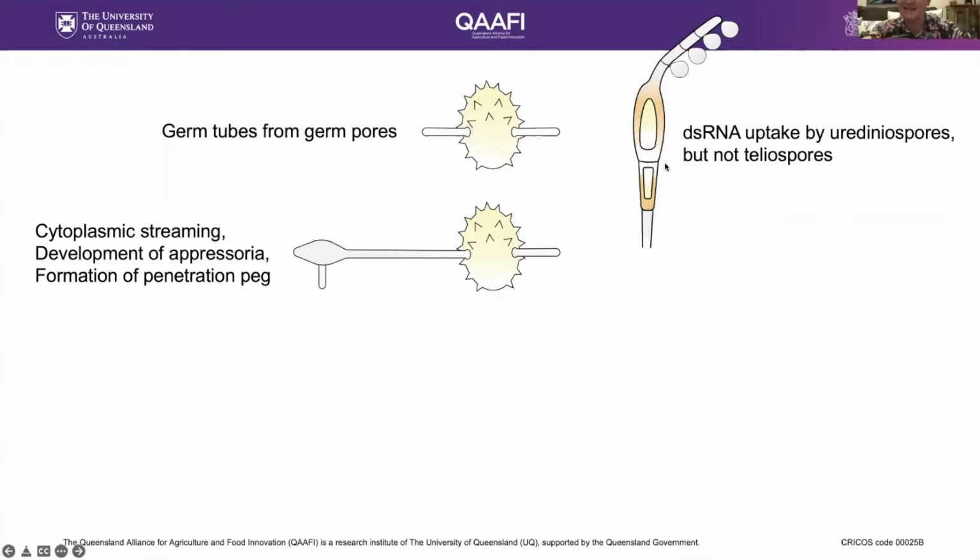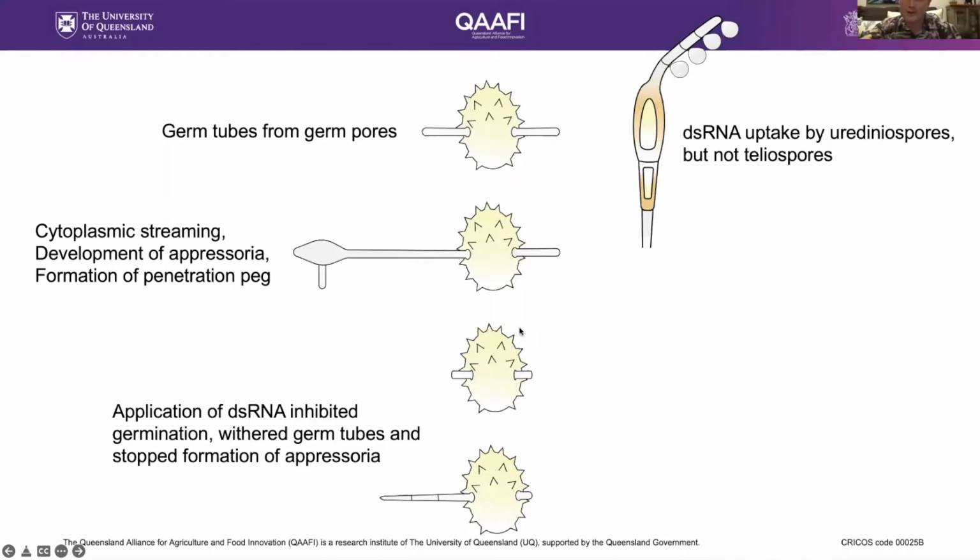So we tested double-stranded RNA uptake, which is kind of the trigger to trigger RNAi in rust fungi. We looked at that uptake in urediniospores and teliospores. So what you'll see is that urediniospores take it up, but teliospores do not take it up. And teliospores are just germinating not to cause an infection, they're germinating to produce that phragmobasidium that has the gametic spore stage.